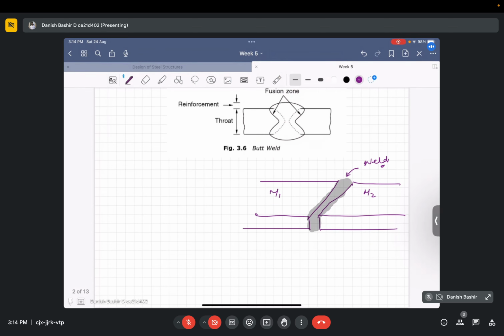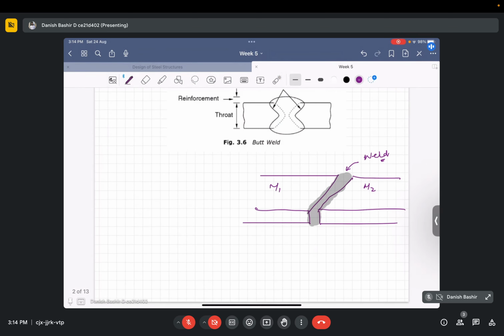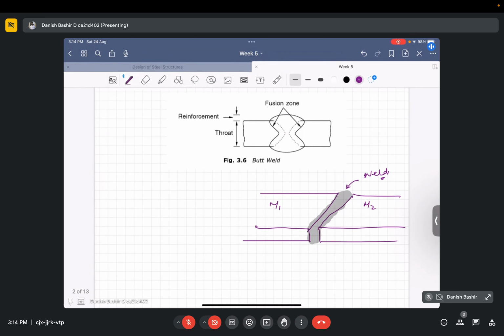First is the reinforcement. So what do I mean by reinforcement? Reinforcement is the extra amount of weld that we give on both sides of the metal to make the throat dimension at least 10% greater than the thickness of the welded material. For example, this is the actual thickness of the welded material, but we provide some extra 10% welding material here and 10% here, so that the total effective thickness of the weld is at least 20% greater than the thickness of the member.